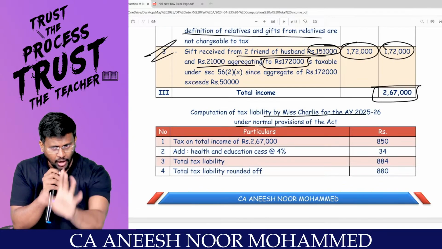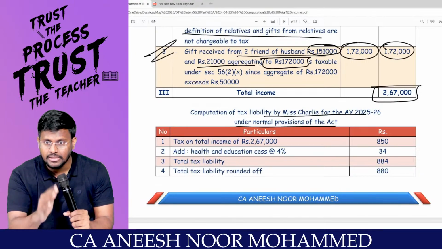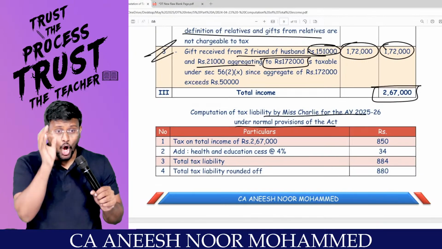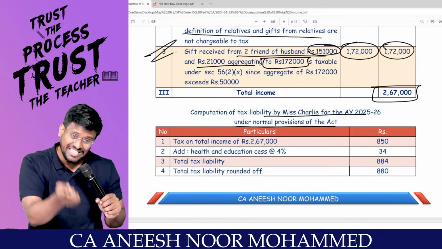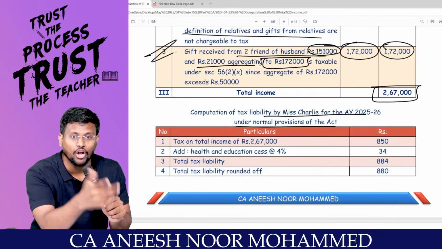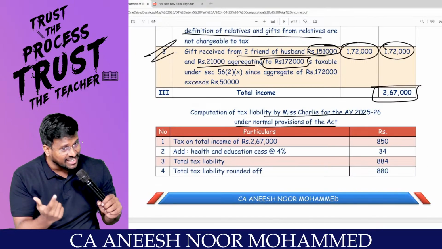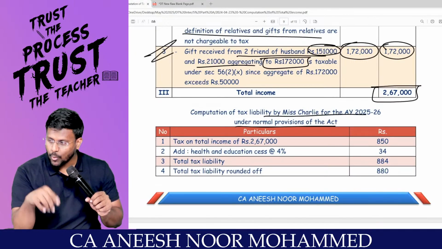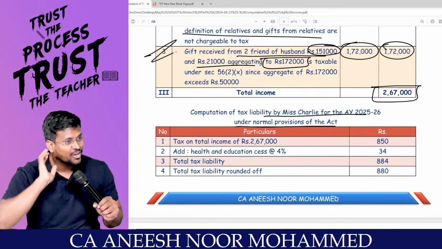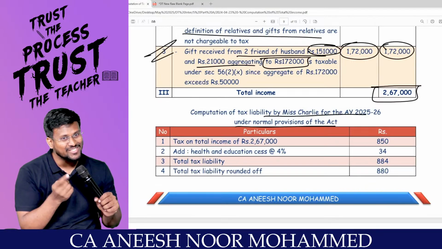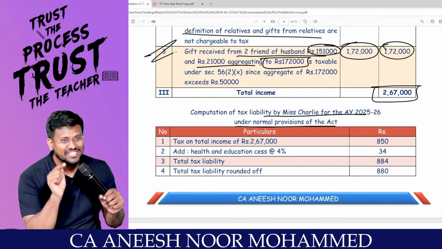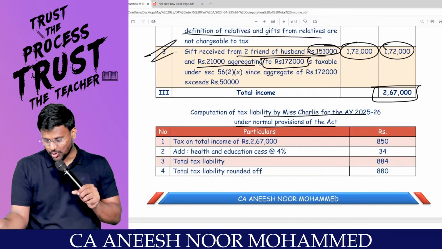Under the default tax regime, age is irrelevant. Under the optional tax regime, age is relevant only for a resident, not for a non-resident. If the assessee is a non-resident, only one single basic exemption limit is there, 2,50,000. That's why the question does not give the age, my dear lovable students.